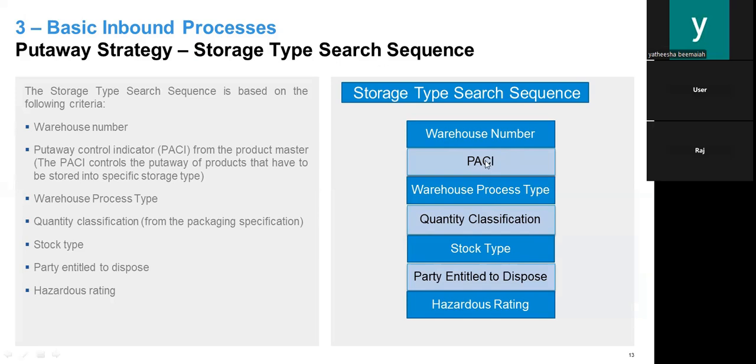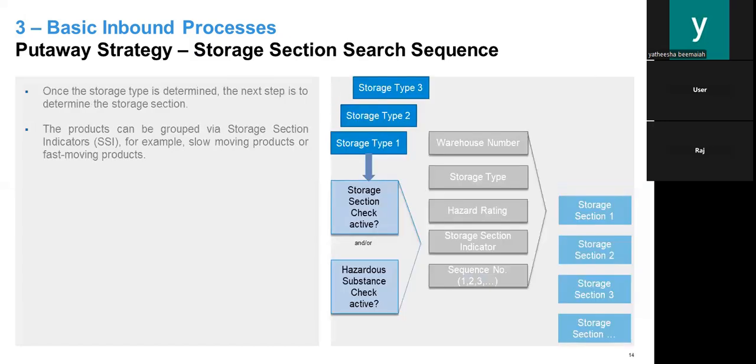So this PASI is assigned to the product master in the EWM system. So based on that, when we receive that product, system will check what is the put-away control indicator, and based on this, what is the strategy we have maintained? What is the storage type sequence we have maintained with this combination, warehouse number, PASI, and warehouse process type? So this storage type sequence, once it is determined, based on this, what are the storage types we have assigned to the storage type sequence? So this is in the configuration level. So based on this, system will determine the storage type. Similarly, the storage section also is determined.